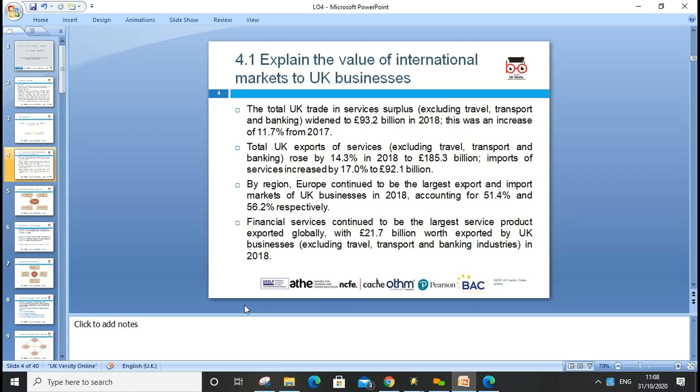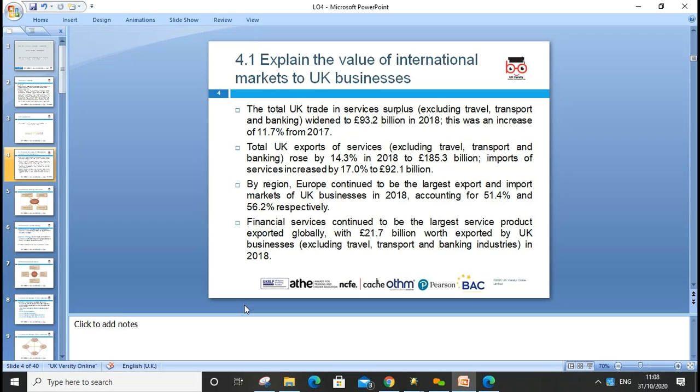Okay, so first let's explain 4.1, which is our assessment criteria: explain the value of international markets to UK businesses. First we're looking at the UK itself. The total UK trade in services, excluding travel, transport and banking, was around 93.2 billion in 2018. This increased by 11.7% in the year.